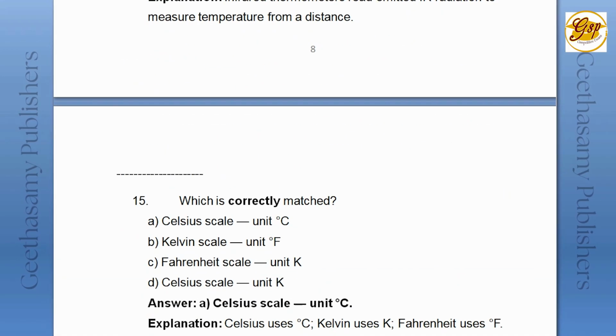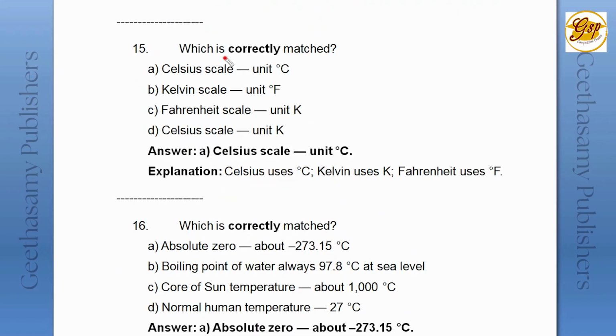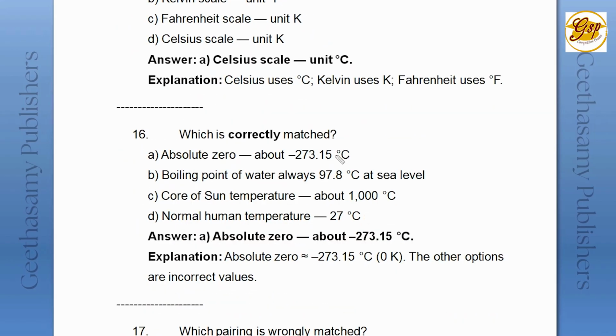Right? And 15th question, which is correctly matched. Celsius unit degree centigrade, Kelvin F degree, Fahrenheit K, Celsius K. So the correct answer is only the Celsius in the C. All others are wrong. Right? Celsius C, Kelvin K, Fahrenheit degree F. Fine.